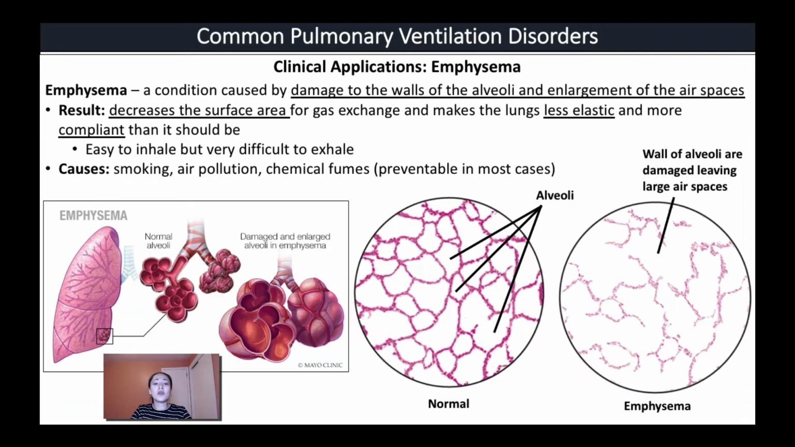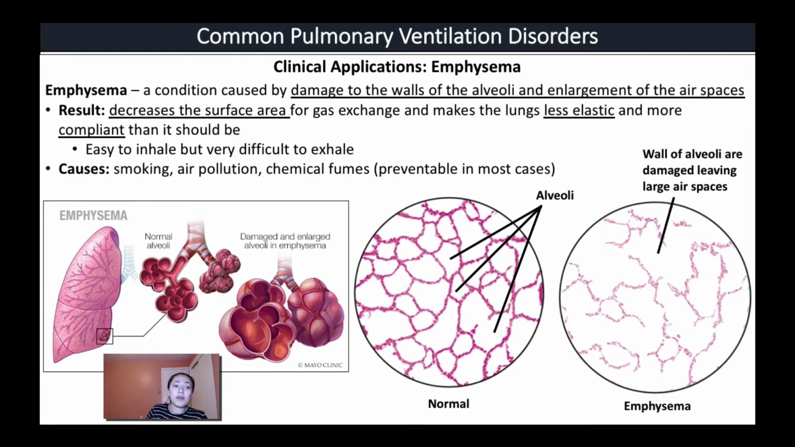The third disorder we're going to look at is emphysema. Emphysema is a condition caused by damage to the walls of the alveoli and enlargement of the air spaces. So here's two images showing that. Here's the normal alveoli. There's many little sacs. However, if some of the walls become damaged, it enlarges the sacs of air. Here again, you see small alveoli, but some of the walls are damaged in somebody with emphysema, and now you just have these larger air spaces.